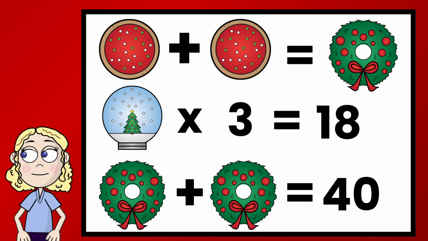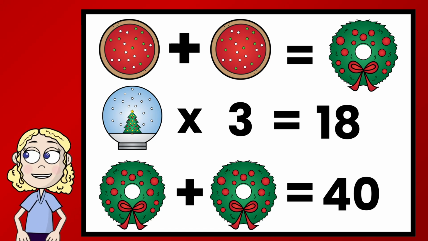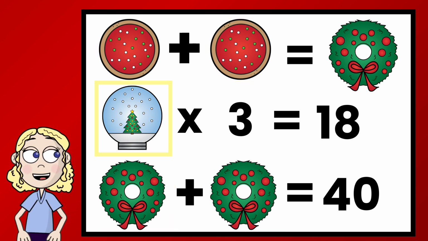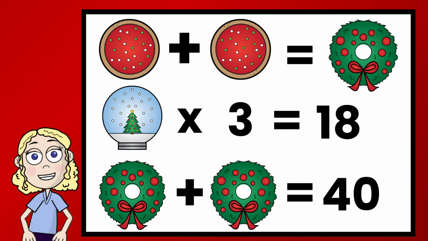Happy holidays! Today, we're going to do a very festive visual math problem. We're going to look at these Christmas cookies, these wreaths, and this snow globe. We're going to try to figure out what each item represents.